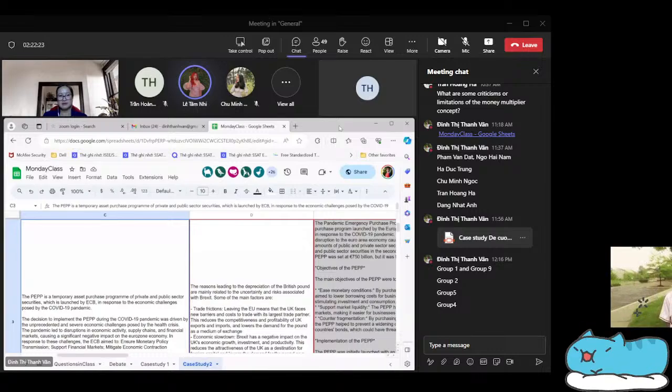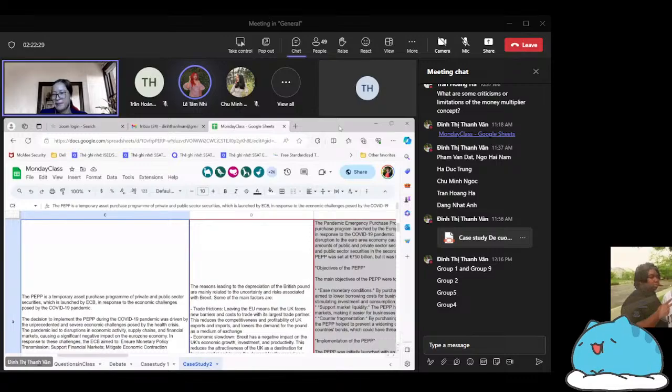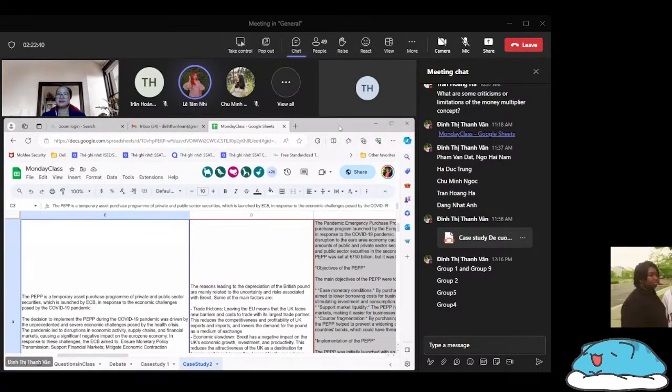About the objectives of the Pandemic Emergency Purchase Programme, the main objective is to ease monetary conditions. By purchasing large amounts of securities, the ECB aimed to lower borrowing costs for businesses and households, thereby stimulating investment and consumption. Second, support market liquidity. The PEPP helped to improve liquidity in financial markets, making it easier for businesses and governments to raise funds.